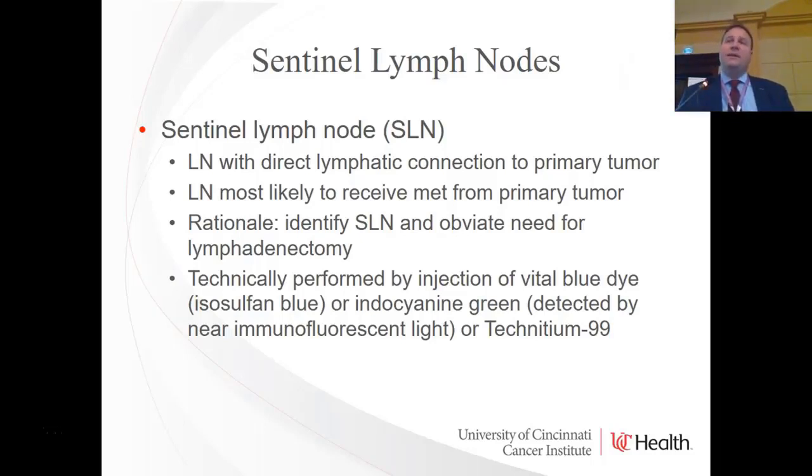Sentinel lymph nodes, for those of you who are not familiar, are lymph nodes with a direct lymphatic connection to the primary tumor, and therefore most likely to receive a metastatic cell from the primary tumor. The rationale for identifying sentinel lymph nodes is to obviate the need for a complete lymphadenectomy. Technically this is performed by injection of either blue dye or indocyanine green, which is a dye detected by a near-infrared camera, or radiolabeled technetium.